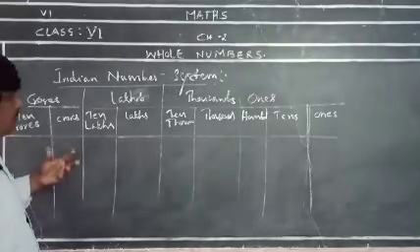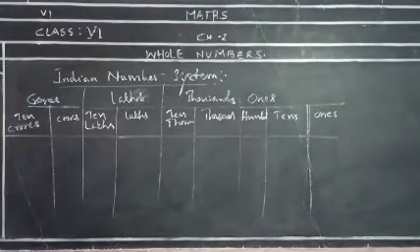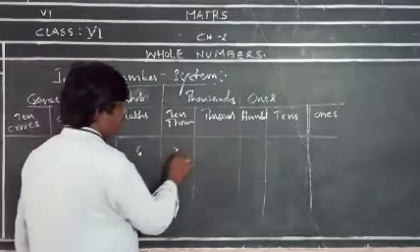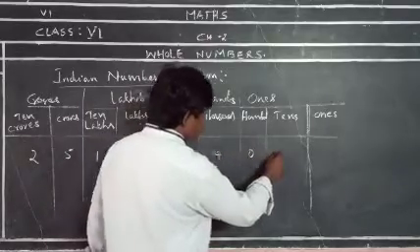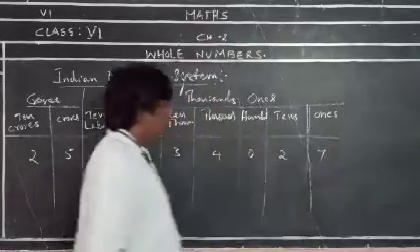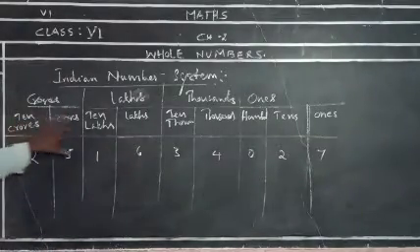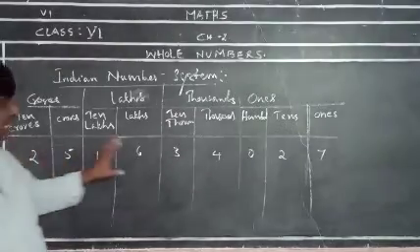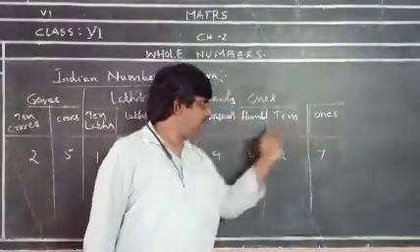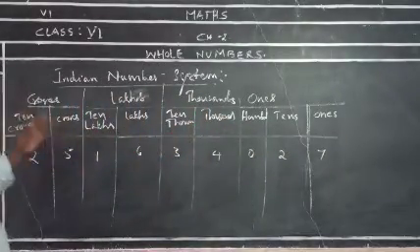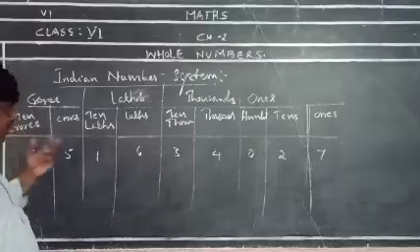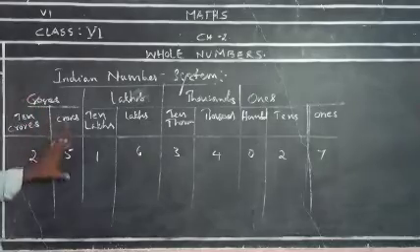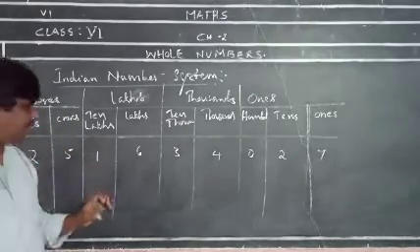Suppose some digits are in the respective places. Suppose here there is a number 2, here 5, here 1, here 6, here 3, here 4, 0, 2, 7. So in each and every house and each and every place there are some digits. In the ones house we have three places. In the thousands house, the lakhs house and the crores house there are two places. By these respective houses we will give the name of the number.